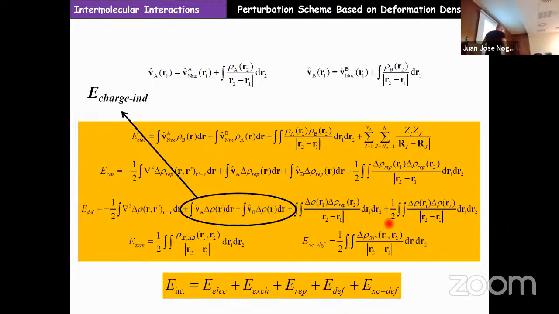So I forget about this exchange, correlation, deformation, and I focus on this deformation energy in the polarization energy. And I am going to focus on these two terms, which are the charge induction energy. I call this charge induction energy. This is the interaction of the A potential and B potential. These potentials are the nuclear potential plus the potential created by the electrons. I include this potential here. So in this term, I will show very fast that induction energy is included.